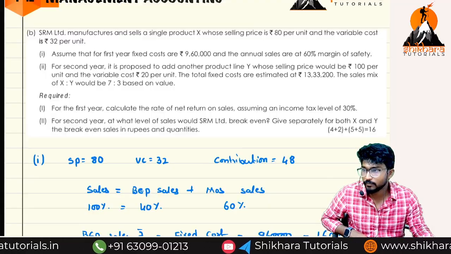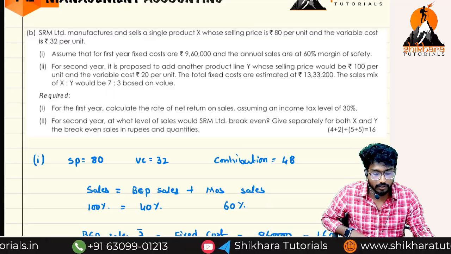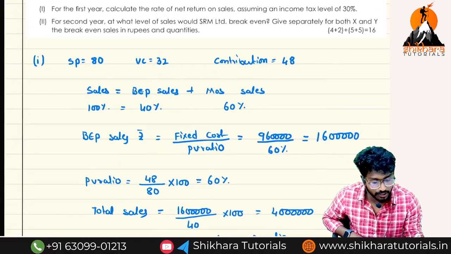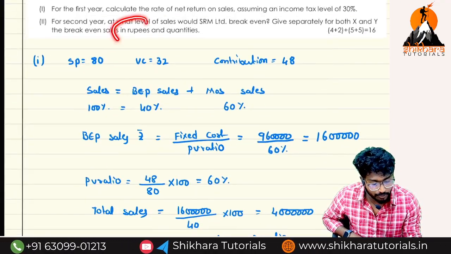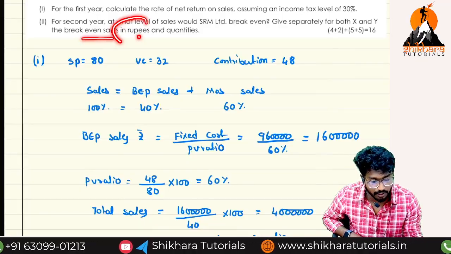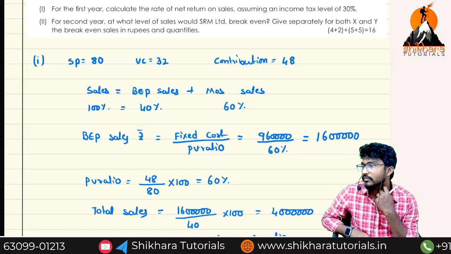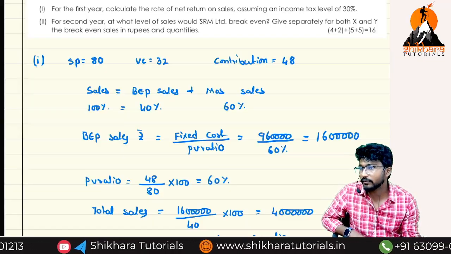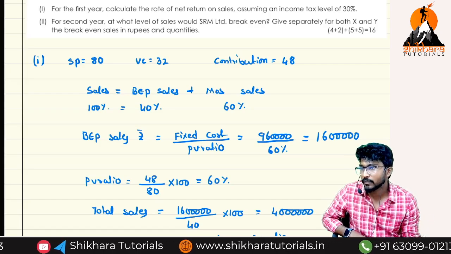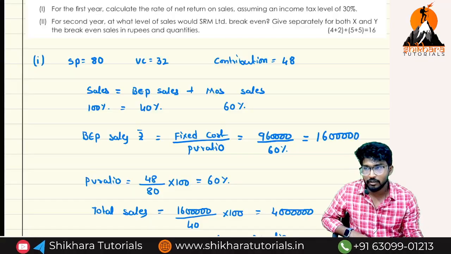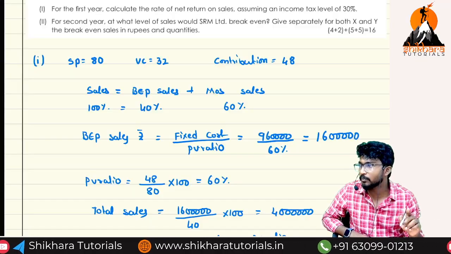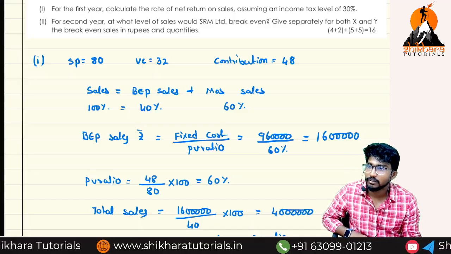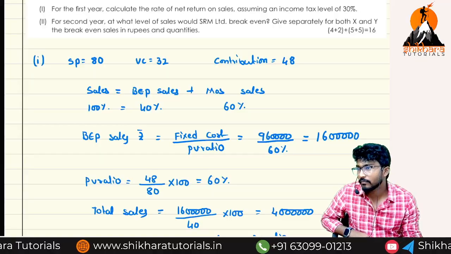For the second year, it is proposed to add another product line whose selling price would be 100 per unit and variable cost is 20 per unit. Now, here he asked us to calculate break-even sales in rupees and quantities. First, we will calculate break-even sales in quantities. After calculating the break-even sales in quantities, if you multiply that quantity into selling price, you will get rupees.